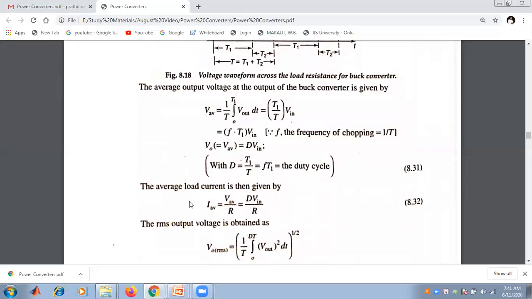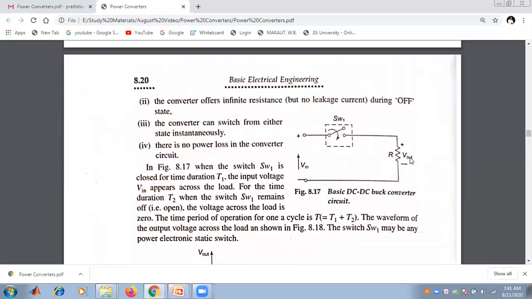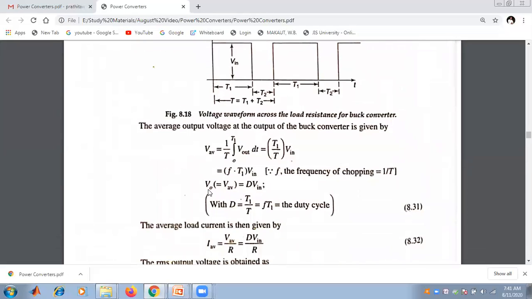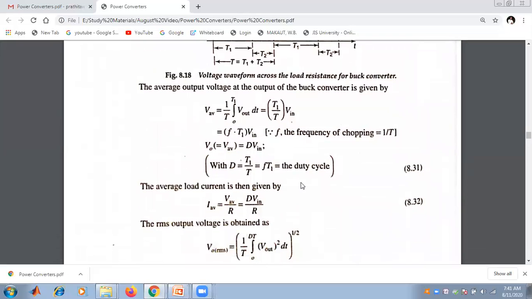So what is the average value of the load current? The average value of the load current is the average output voltage divided by the load resistance R. So the average output voltage V0 is equal to D V in, and the average load current I average is equal to D V in by R, where D is the duty cycle.